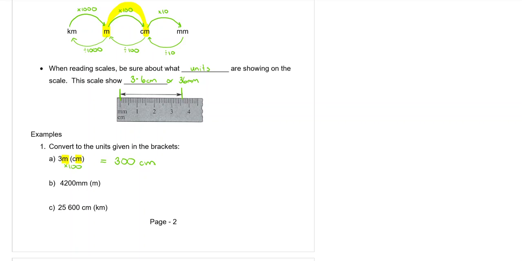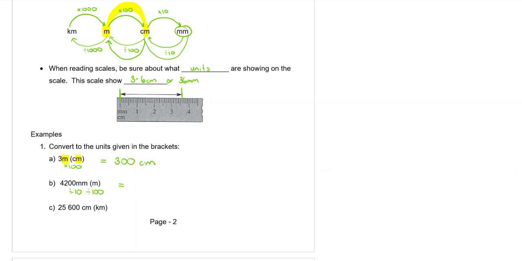In part B, we want to go from millimeters, which is down the end here, and I need to jump all the way up to meters. So from millimeters, I'm going to divide by 10 and divide by 100. So we're going to do both of them down here. Divide by 10, divide by 100.